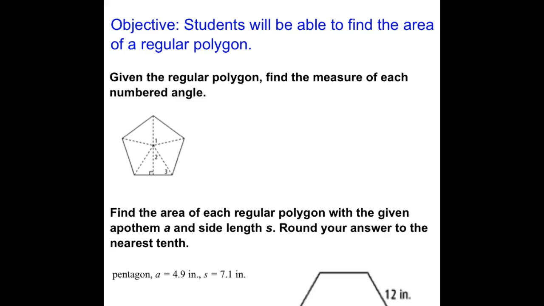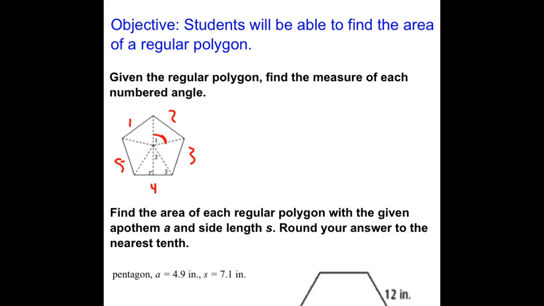It says, given the regular polygon, find the measure of each numbered angle. So we started with these regular polygons with a few different formulas. We said that it's actually easiest to get this angle 1 here. We call that a central angle, because if you look around, this is a pentagon. It's got 1, 2, 3, 4, 5 sides.